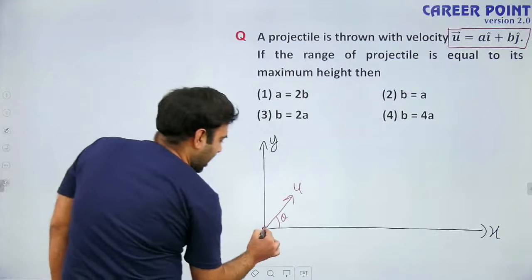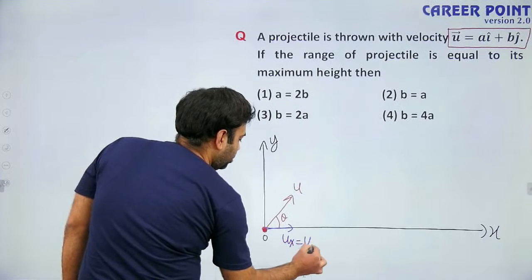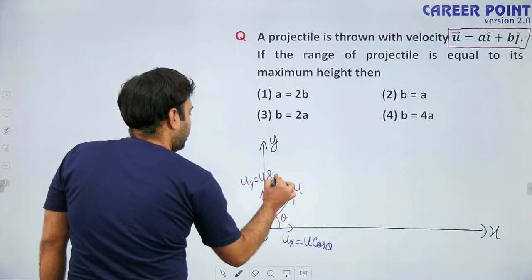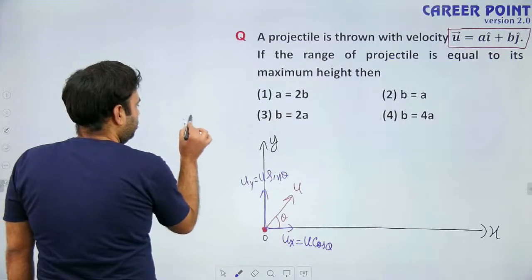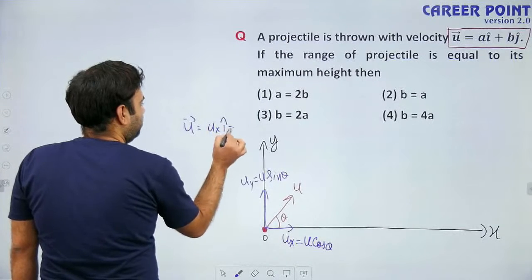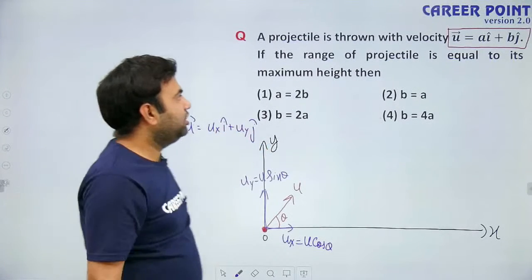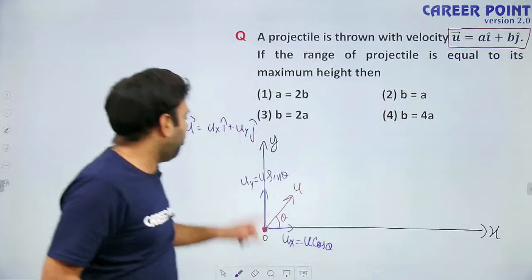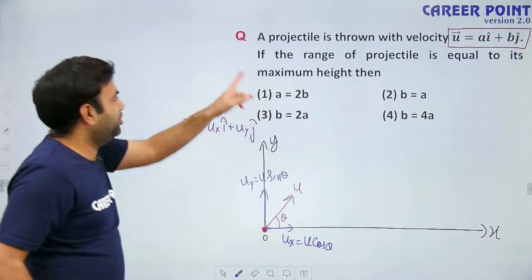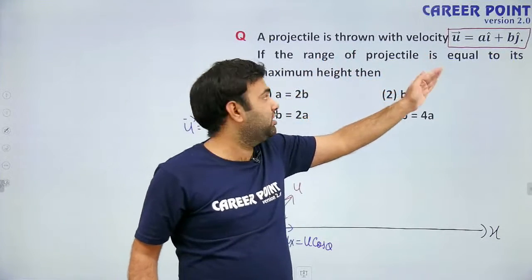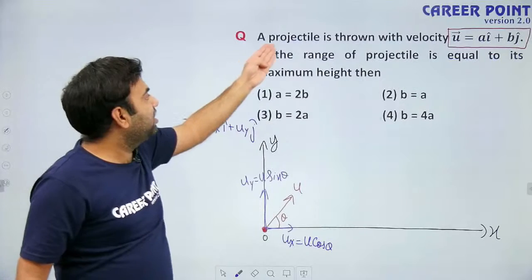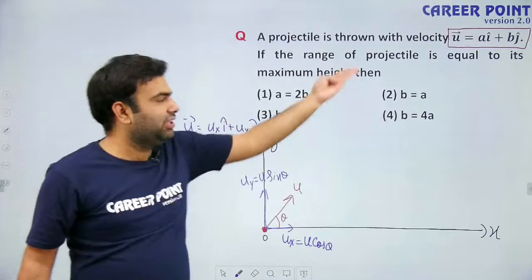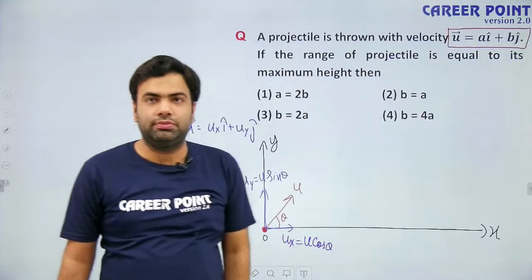As you know, we have the component ux equals to u cos theta and the y component uy, which is u sin theta. So we can say this u vector is equal to ux i cap plus uy j cap. That means the question has directly given us the components. The x component is a and the y component is b. Okay, so the projectile is thrown with the velocity u vector, which is equal to a i cap plus b j cap. If the range of the projectile is equal to its maximum height, then what is the relation between a and b? That is the question.